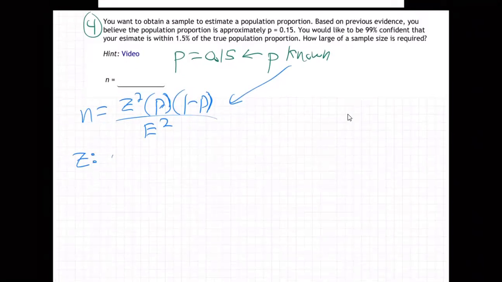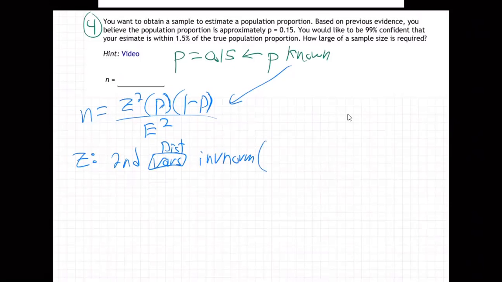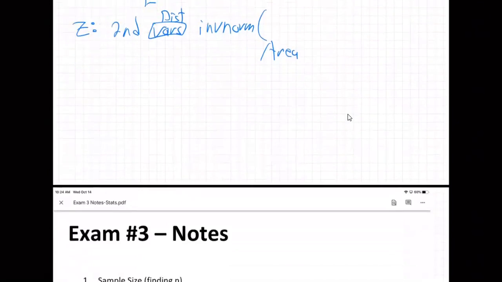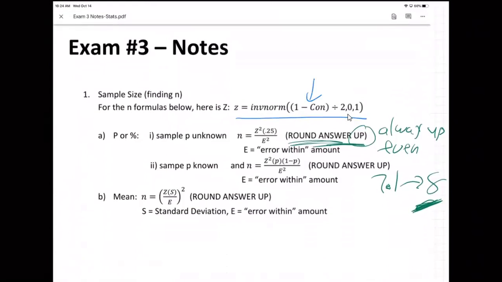We go to our calculator and we hit second, and it's the, what is it? The vars button, which has distribution above it. And that gets us to the menu. And we go down and we choose inverse norm. And so for inverse norm, the first thing it says is area to the left. And what we put in is what they tell us to put in right here: 1 minus confidence divided by 2, 0, 1.